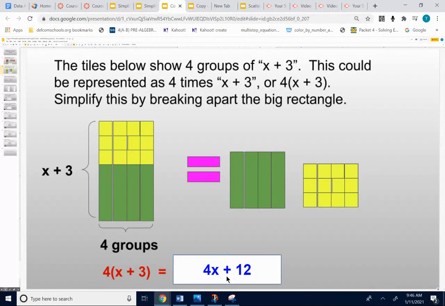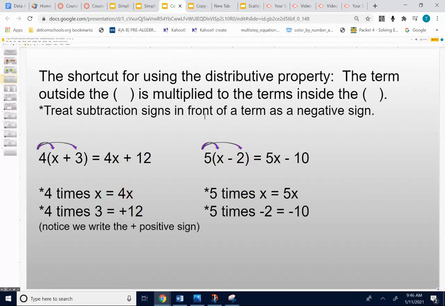That's the distributive property. If you go to the next slide, this is the big idea. This is the shortcut. For the distributive property, the term outside the parentheses is simply multiplied to the terms inside the parentheses. And also just like before, treat subtraction signs in front of things as if they're negative signs.